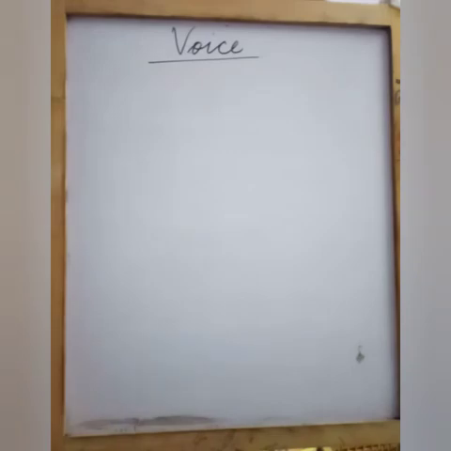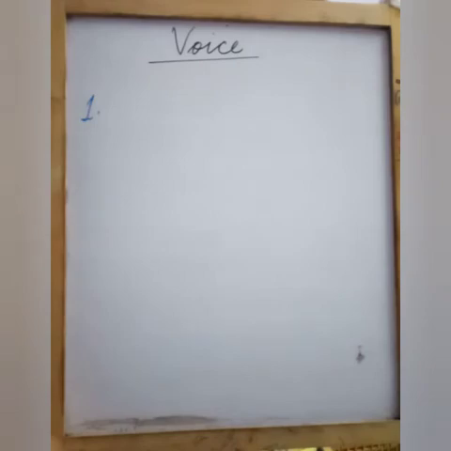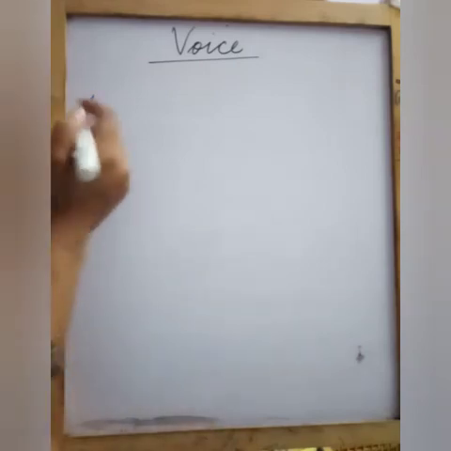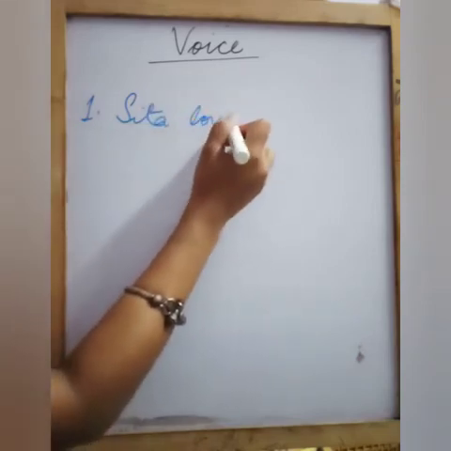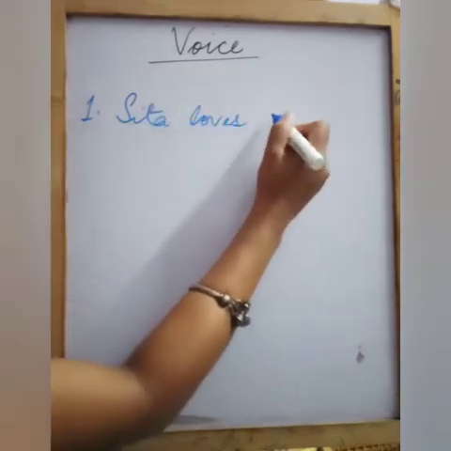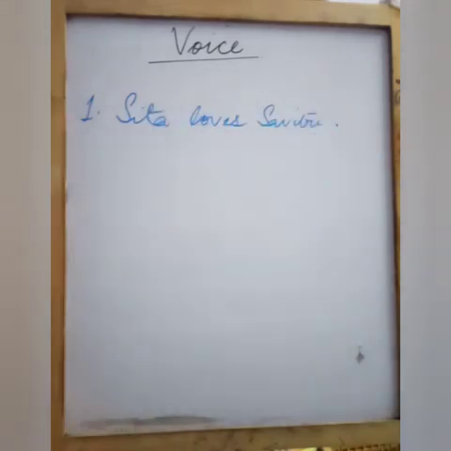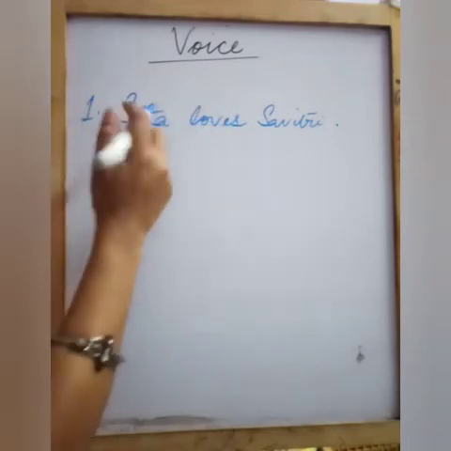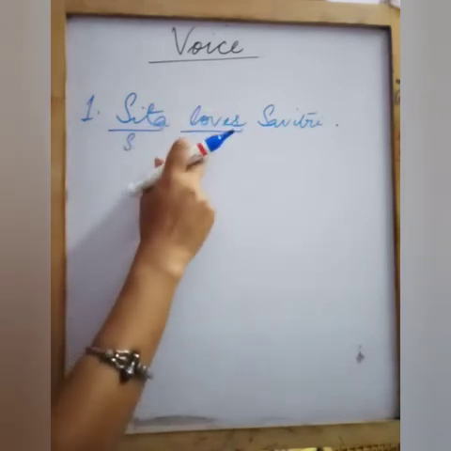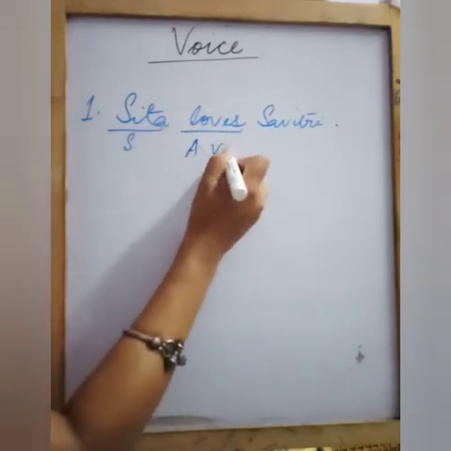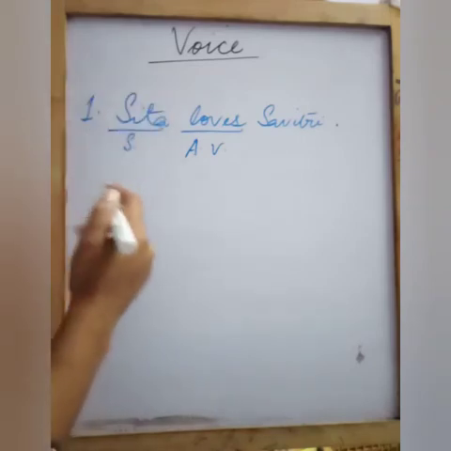Alright, first I will, with the blue marker, write the active sentences with the active verb or the active voice. Fine. Now let's see. Sita loves Savitri. Fine. So Sita loves Savitri. The subject or the doer is doing the action, loves. Fine. So this verb is in the active voice. Now suppose we want to change this sentence into the passive voice. How will we write? Let's see.